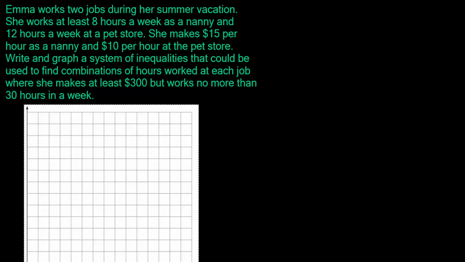So I'm going to go ahead and start reading this problem, and I'm going to make a list of important pieces off to the side. So we have Emma, and she works 2 jobs during her summer vacation. She works at least 8 hours as a nanny a week, okay, and at least 12 hours at a pet store. So we know that she is working at least 8 hours as a nanny a week and at least 12 hours at a pet store per week.